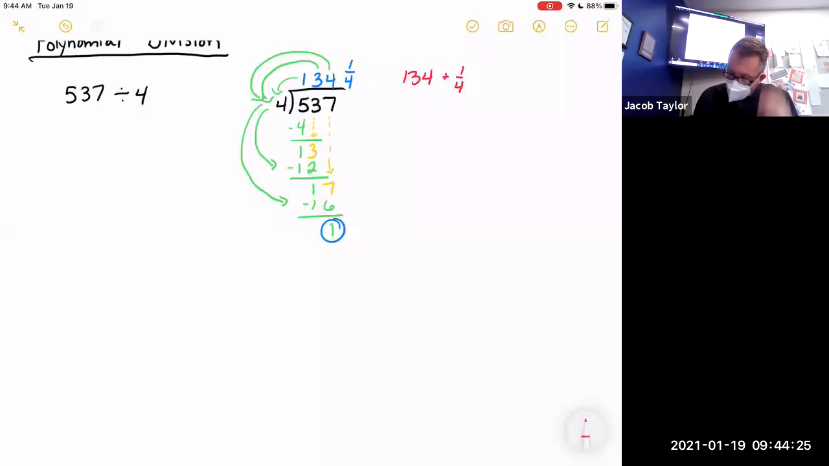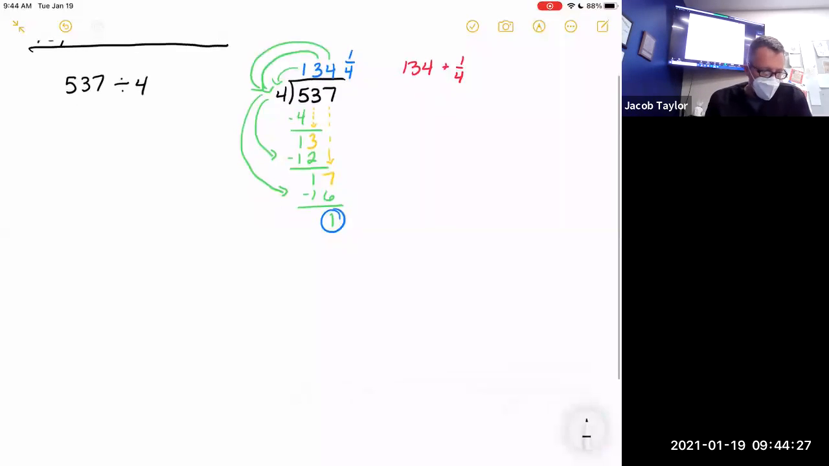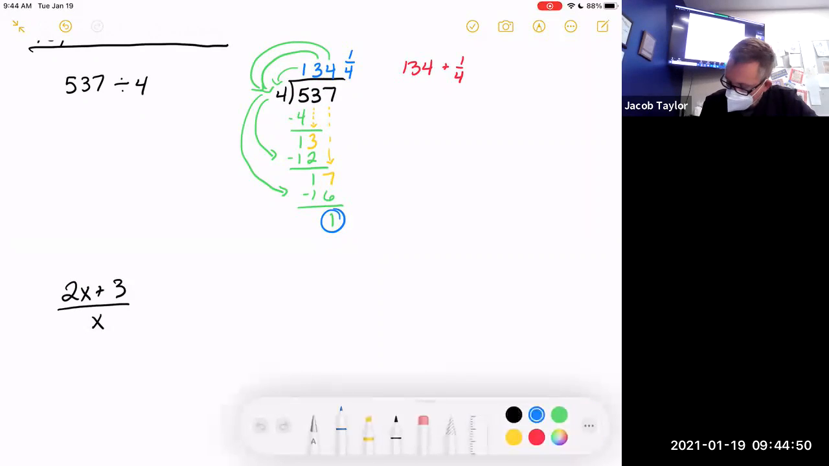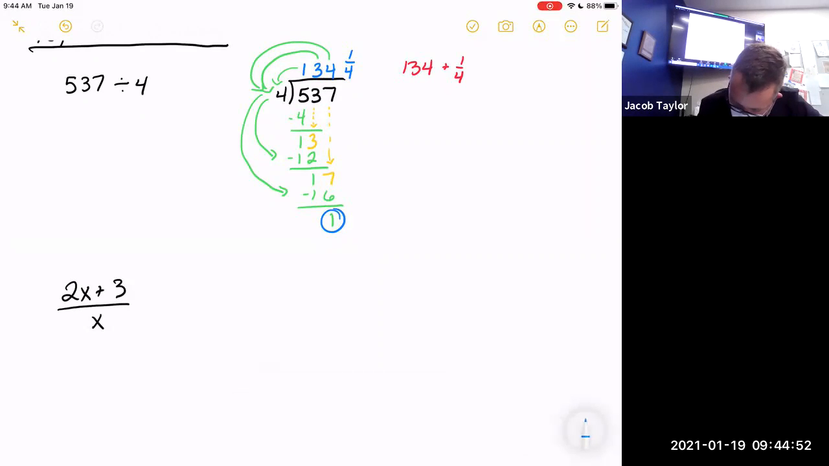Okay, so let's talk about how to divide polynomials. There's a couple of ways to do it. And I'm going to show you both of them. So this is a binomial, 2x plus 3, divided by a monomial, which is x. If you are dividing by a monomial, I'll put over here in my notes specifically, when dividing by a monomial.